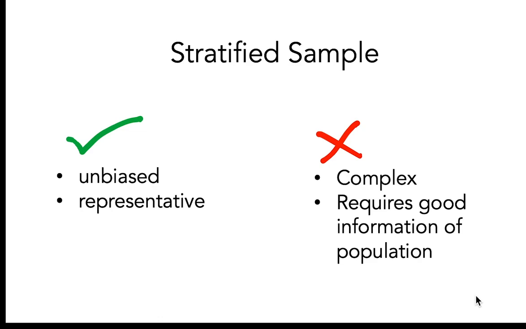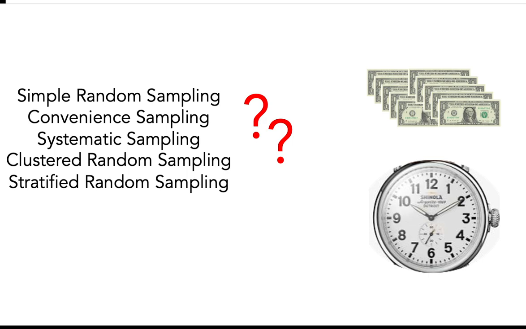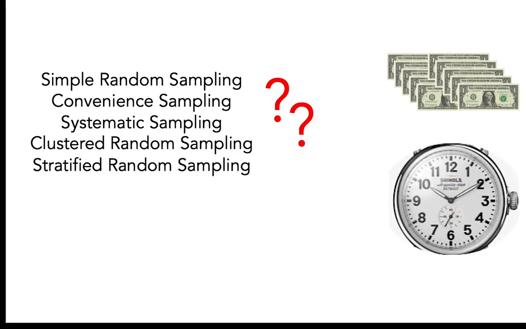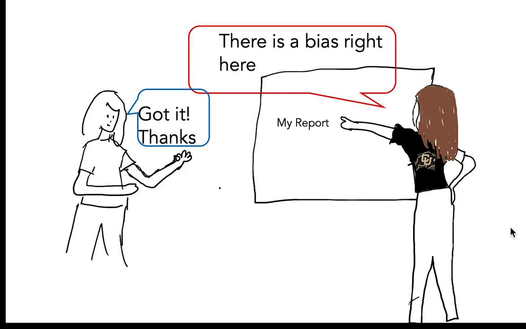There are other sampling methods, but the 5 explained here give you an idea of the advantages and disadvantages of various methods. You should attempt to use the method that produces the best result given the resources that you have available. If your sample has some bias, then, well, just take it into account and make sure you tell it in your report.